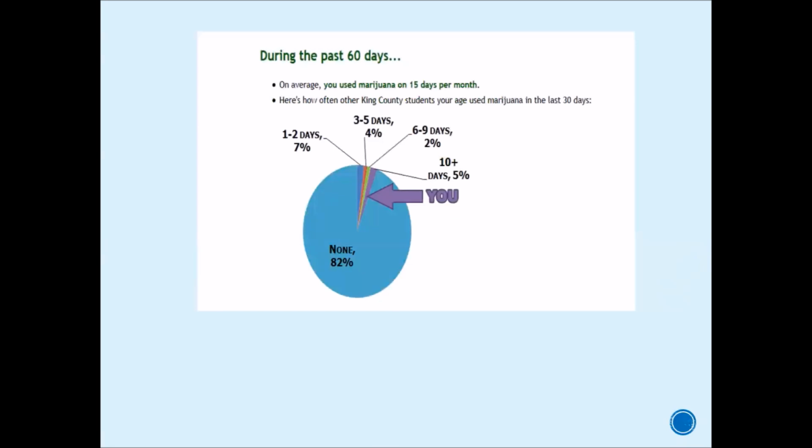And what you reported was that you used 15 days out of the last 30 days of marijuana. And when you compare that to other kids your age in King County, we see that 82% of kids have not used marijuana in the last 30 days. And the piece of the pie that you might be more close to, that 10 or more days of use in the past 30, only 5% of kids in the Seattle area are using at that level. What do you make of that?